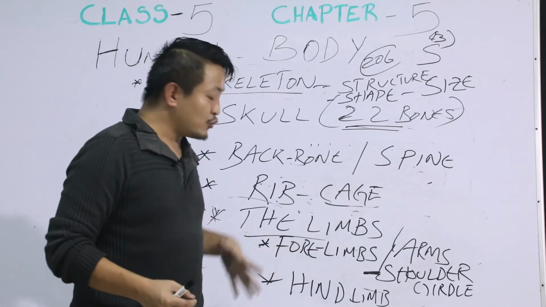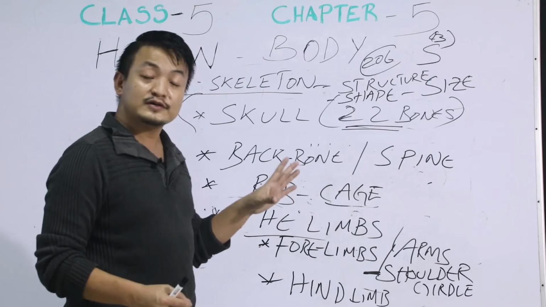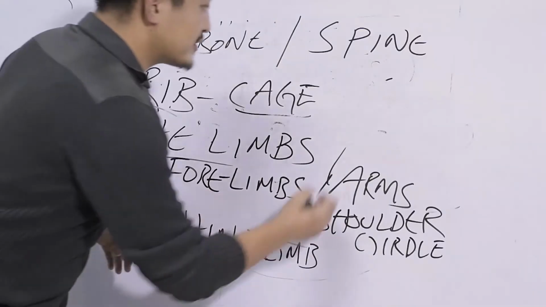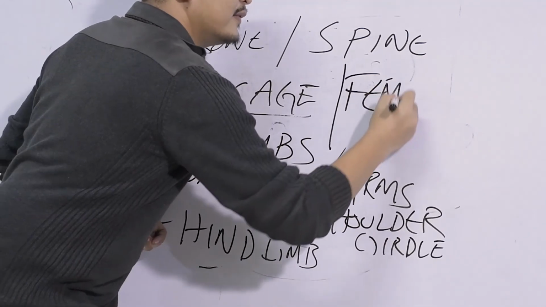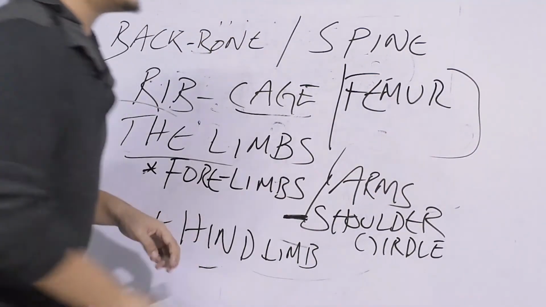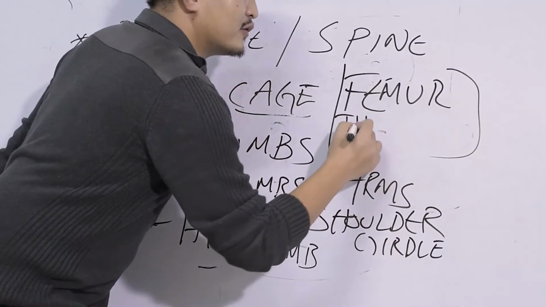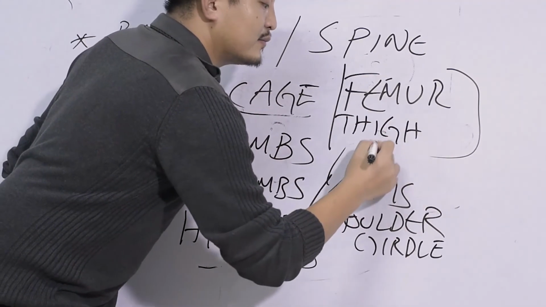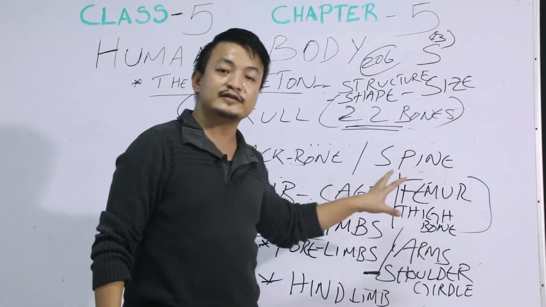So in the lower part we have the hind limb, and here we have the longest bone, and that is the femur. I'll write over here, F-E-M-U-R. So this is the thigh bone, T-H-I-G-H, thigh bone. So this is the longest bone in the body.